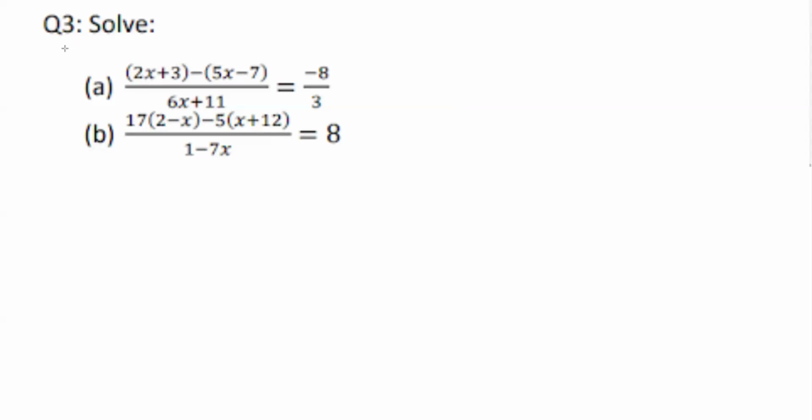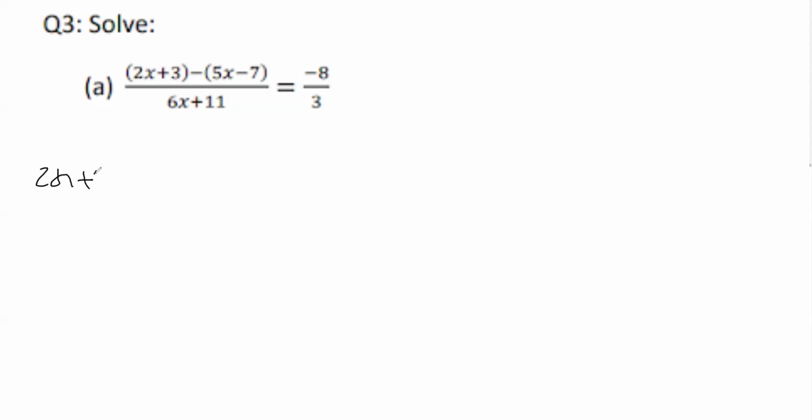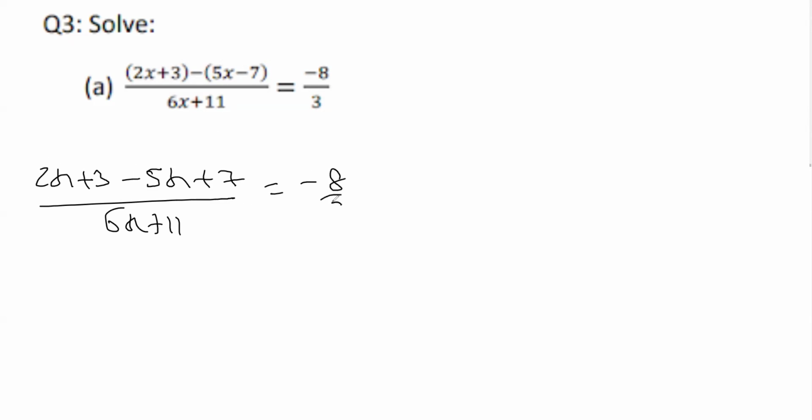The next question is based on linear equation in one variable. Let's do the first part. So in the first part, I'm going to simplify the numerator here. So let's say this is 2x plus 3. On opening the bracket, as you know, the sign inside will get reversed. So 5x will become minus 5x, and this one multiplied by minus, so it will be positive 7. That divided by 6x plus 11, which is equal to minus 8 over 3.